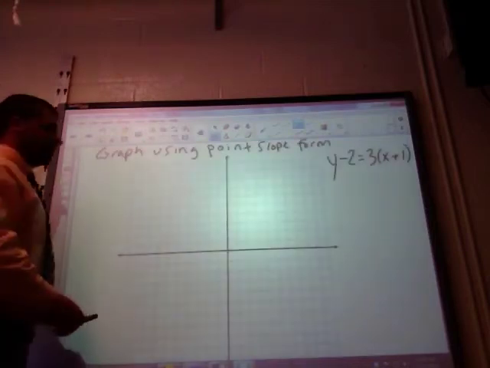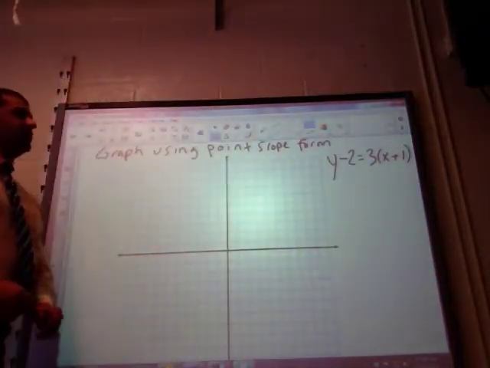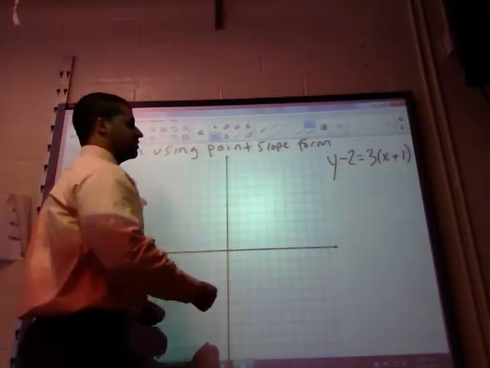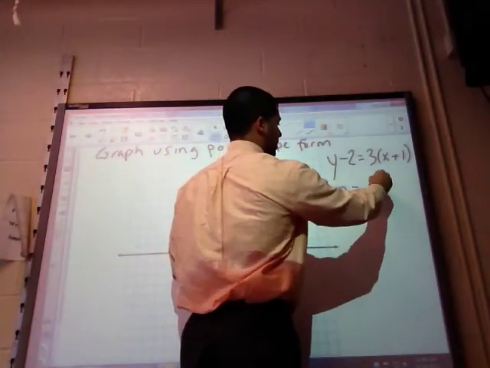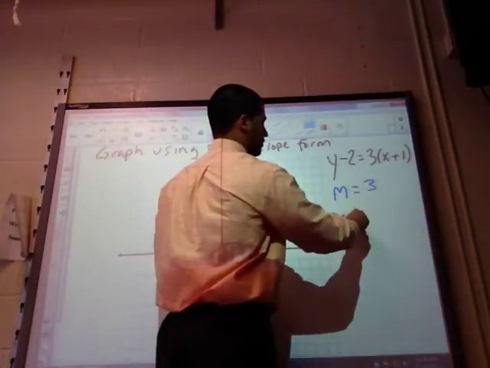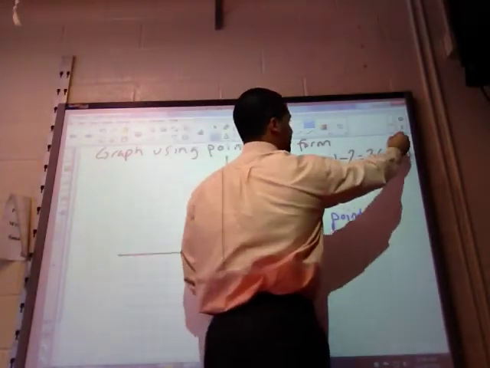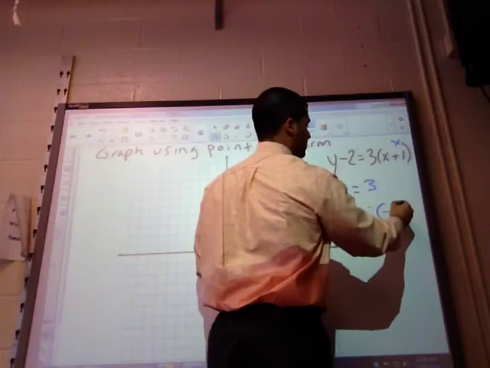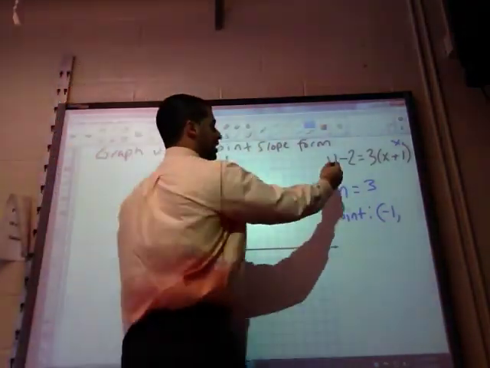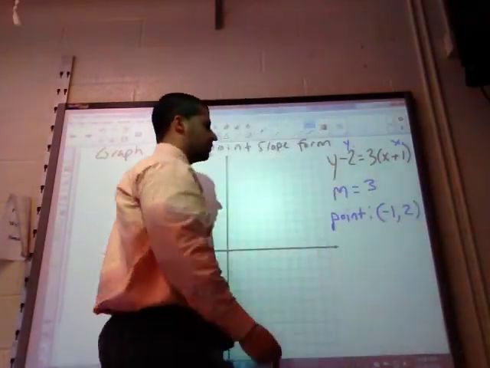So we're going to try graphing at a point slope form. In this problem, I've given you y minus 2 equals 3 times x plus 1. What we need to pick out is our slope, m is 3, and our point. So we have x1 as x plus 1, so that means it's a negative 1 because of the minus minus or the sign changing. And y1 is negative 2, so that was a positive 2 to start.